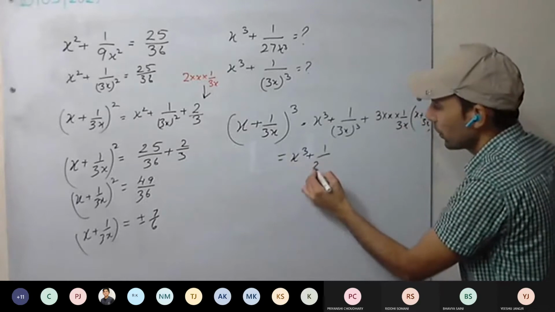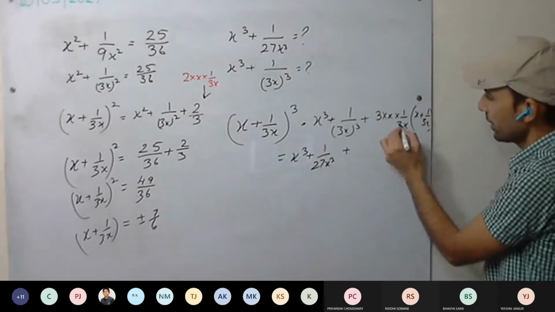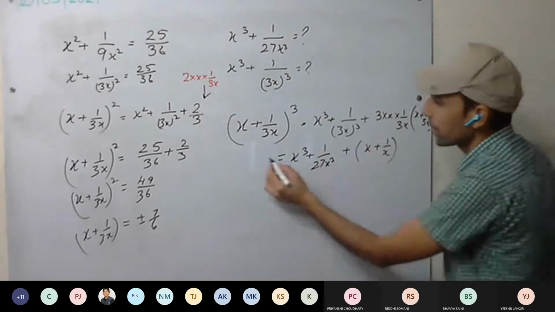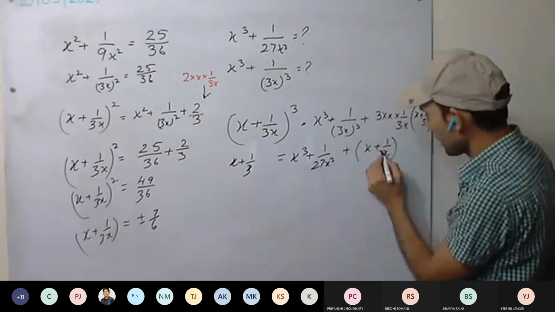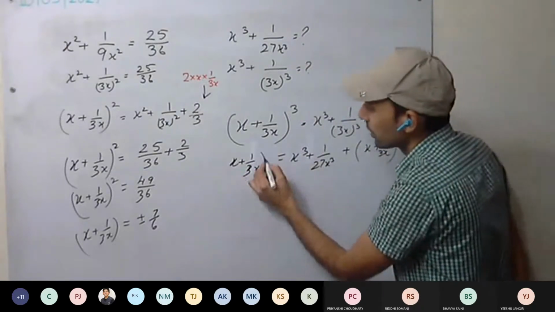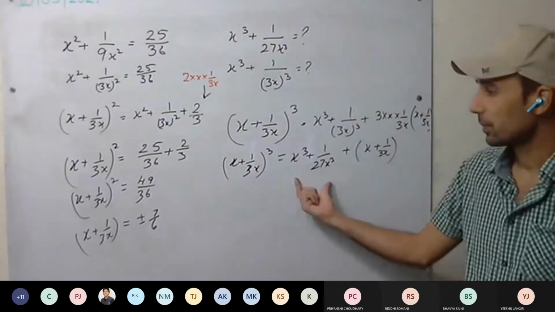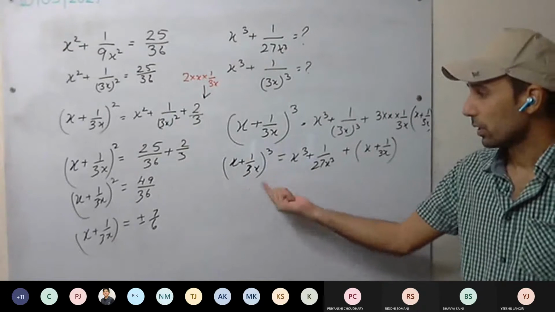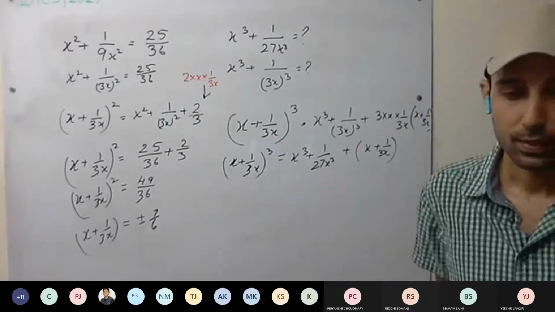x cube plus 1 upon 27x cube, plus the x gets cancelled, the 3 gets cancelled, x plus 1 upon x, and here we have x plus 1 upon 3x, the whole cube. Put the values and calculate its value. 7 upon 6, 49, 3, 4, 3, here it is 216. Solve it.